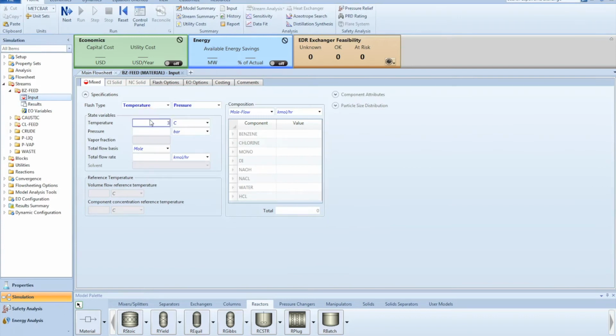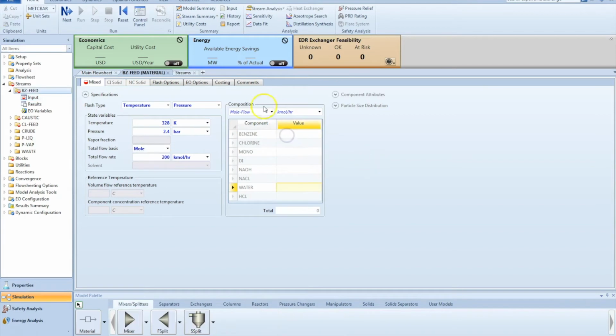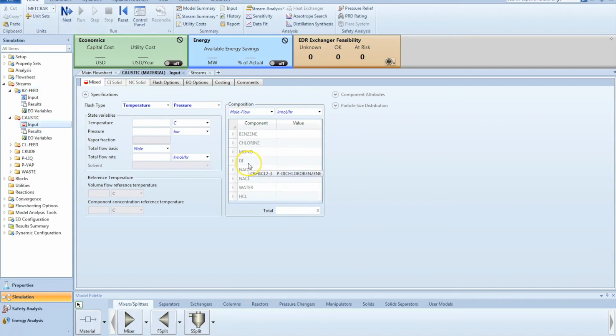The reactants will be fed to the reactor at the design specifications of 55 degrees Celsius or 328 Kelvin and 2.4 bar. Subsequent tutorials will show you how to bring the feed from room temperature and pressure to these operating parameters. Input a total flow rate of 200 kmols per hour with a mole fraction composition of 0.95 benzene and 0.05 water. Press the blue next arrow to enter information about the caustic feed.